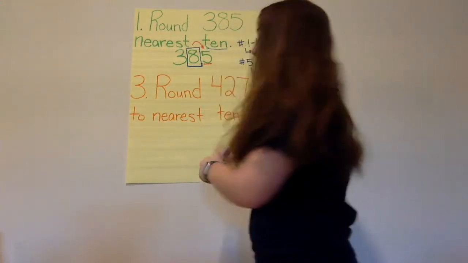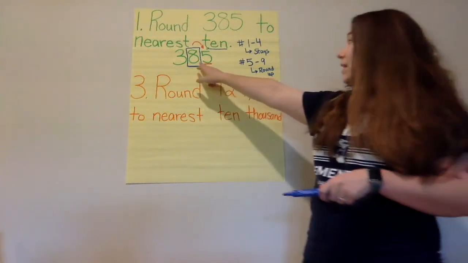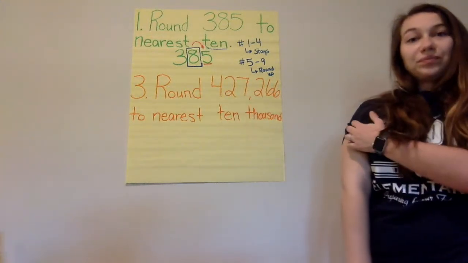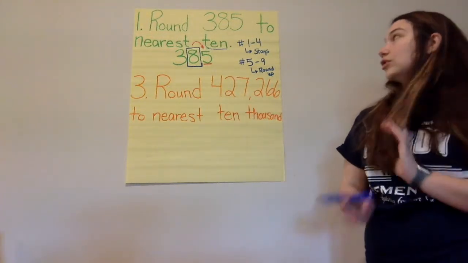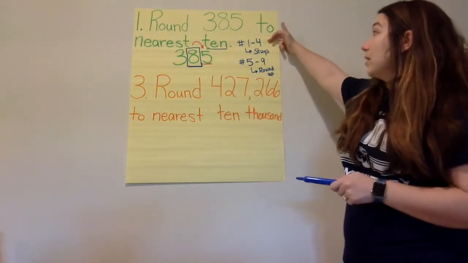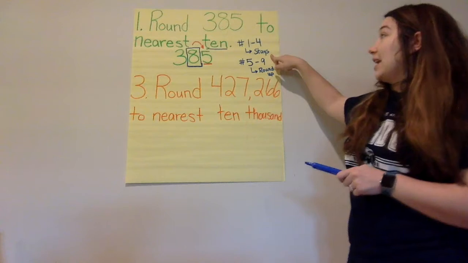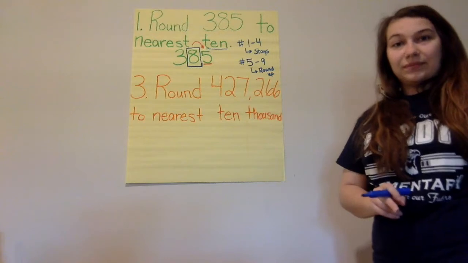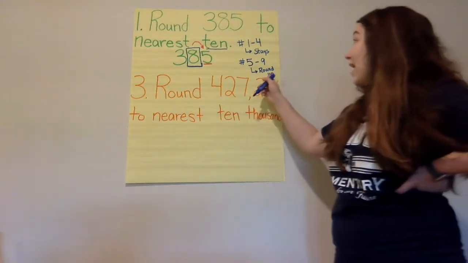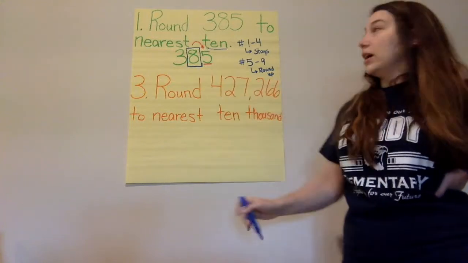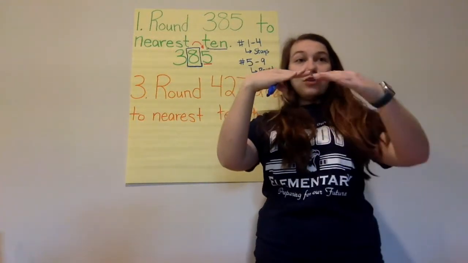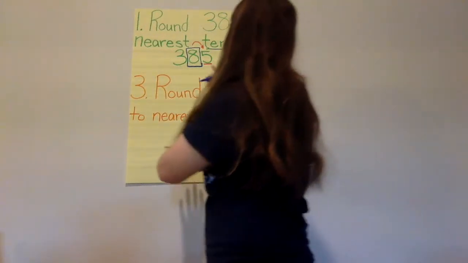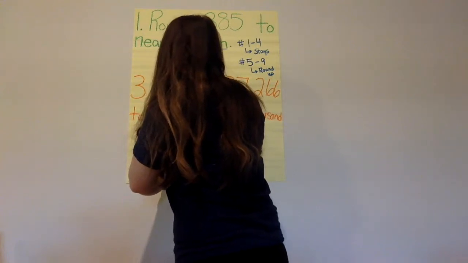Round up. All right, so take a minute. We have an 8 in our tens place, what number is next door? We have a 5. So, is our 8 going to stay the same? Or is our 8 going to round up? It's going to round up because we have a 5 next door. So, if you have an 8 and you round up 1, what's it going to go to? A 9. Very nice. So, this is going to become a 9.